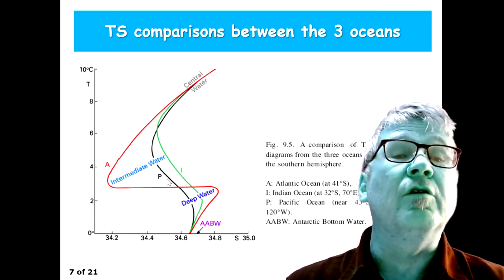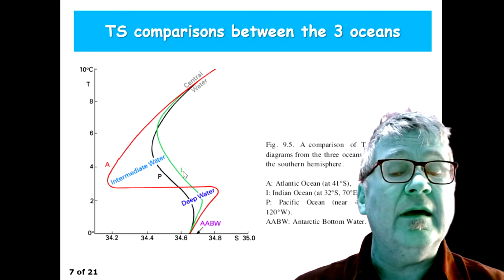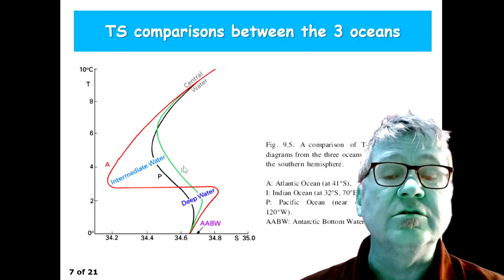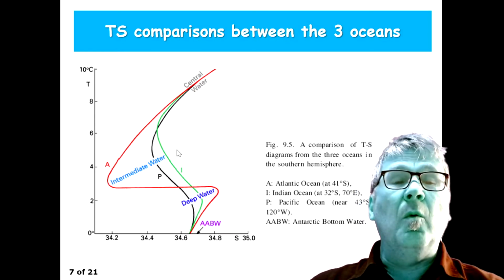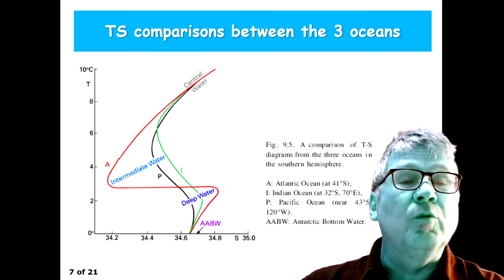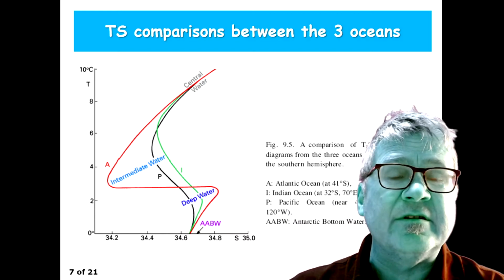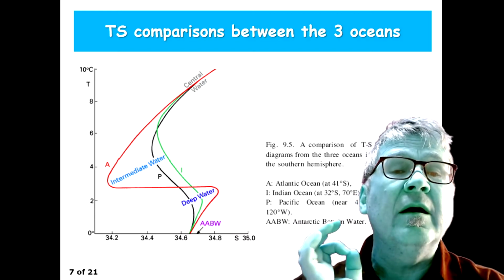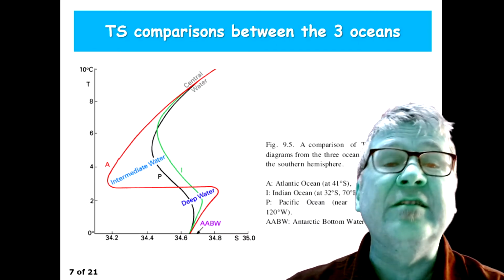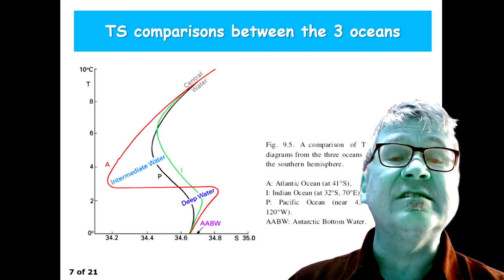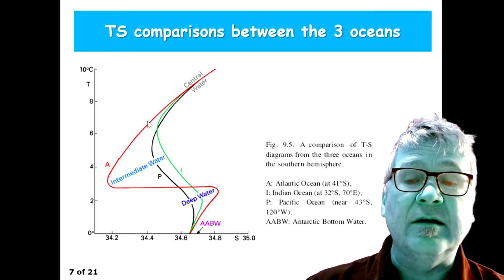P is the Pacific Ocean, and I is the Indian Ocean. So now, I just told you what the specific characteristics are. You have a salinity minimum, which gives you the intermediate water. And you can see the salinity minimum here.